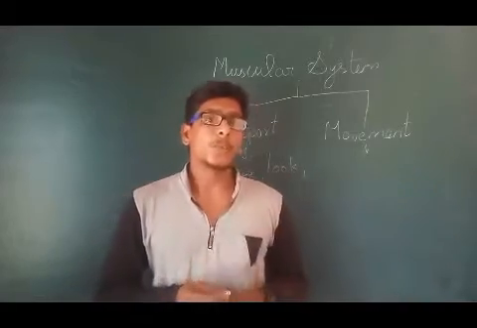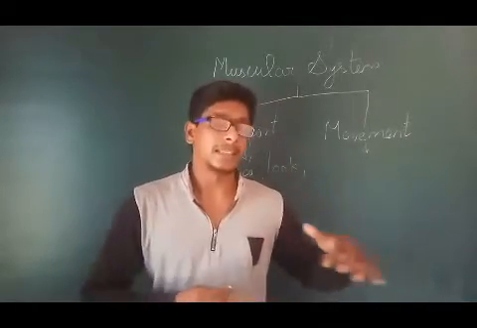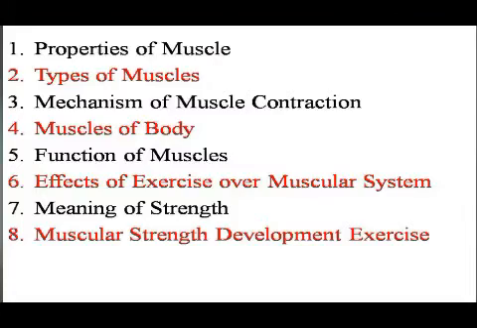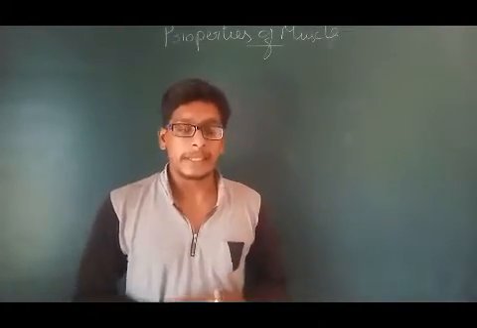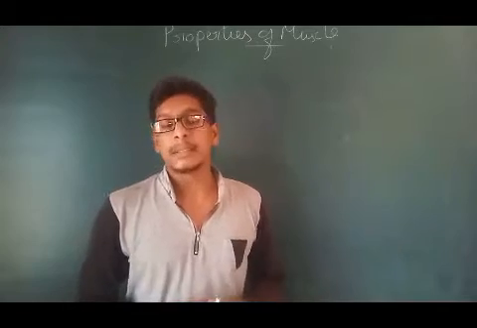In this chapter, we have 8 different parts. They are properties of the muscle, types of muscle, mechanism of muscle contraction, muscles of the body, functions of muscles, effects of exercise on the muscular system, meaning of strength, and muscular strength development exercise. Now we are going to discuss the first part, that is properties of muscle.